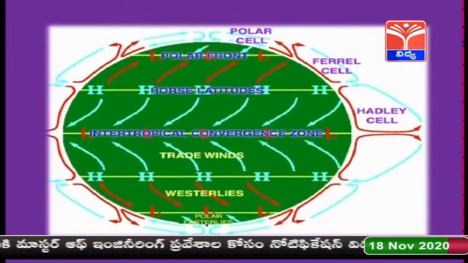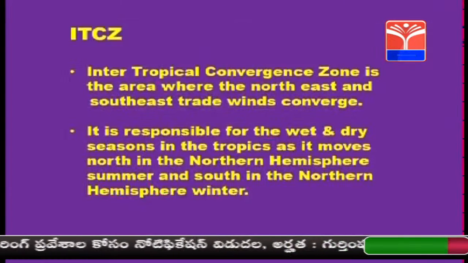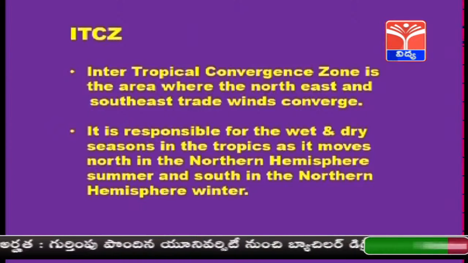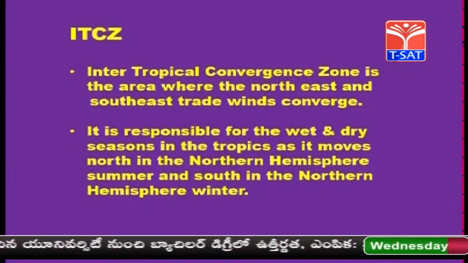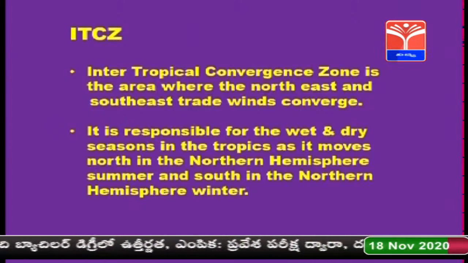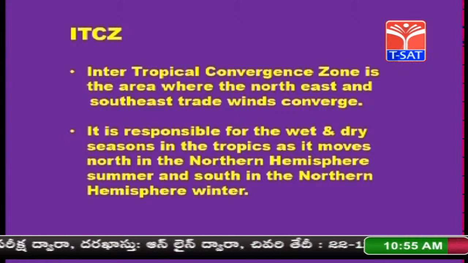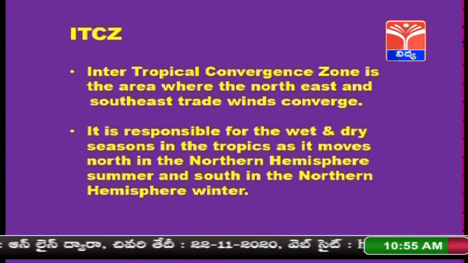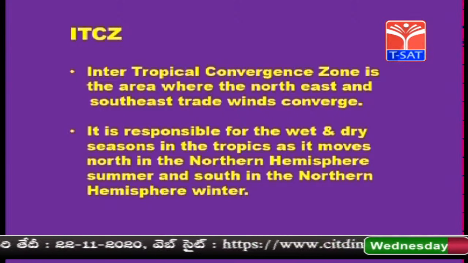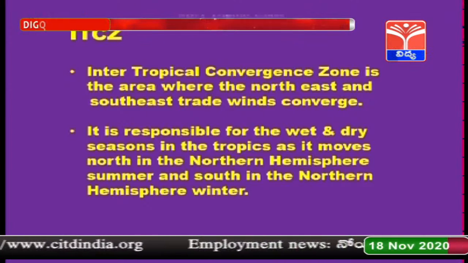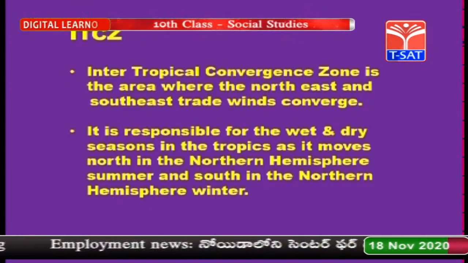Let us understand ITCZ. What is the full form? Intertropical Convergence Zone. It is the area where the northeast and southeast trade winds converge. It is responsible for the wet and dry seasons in the tropics as it moves north in the northern hemisphere summer, and south in the northern hemisphere winter.